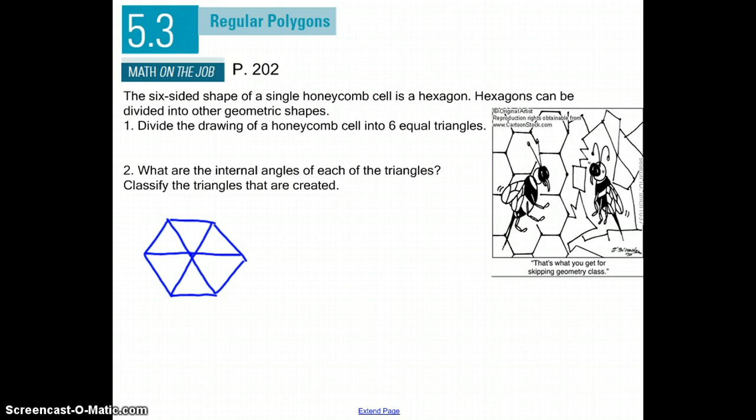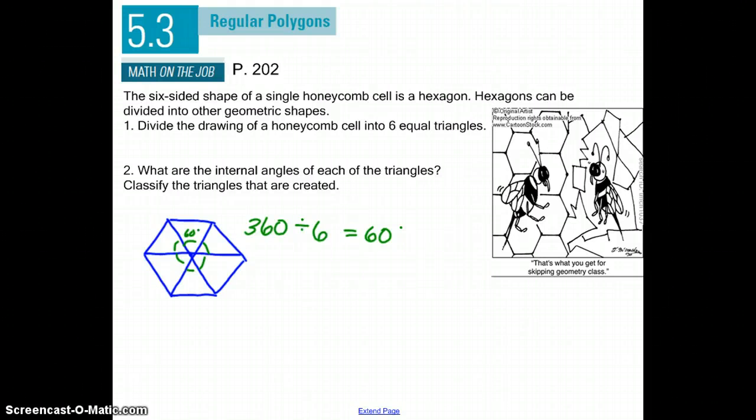Part 2, what are the internal angles of each of the triangles? Classify the triangles that are created. So let's start by finding the central angle. So the central angle are the angles that are all the way around the middle part. So what is the total all the way around the middle? Good, 360 would be your total all the way around. Then there's 6 equal triangles, so we're going to divide it by 6. So we get 60 degrees each. So each of these angles here is 60 degrees.